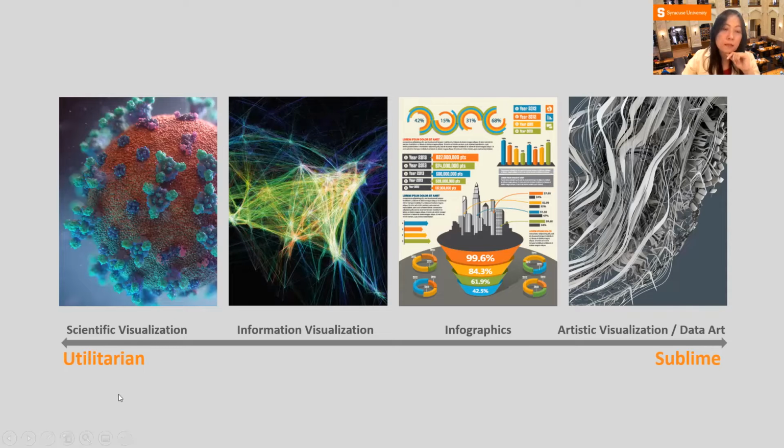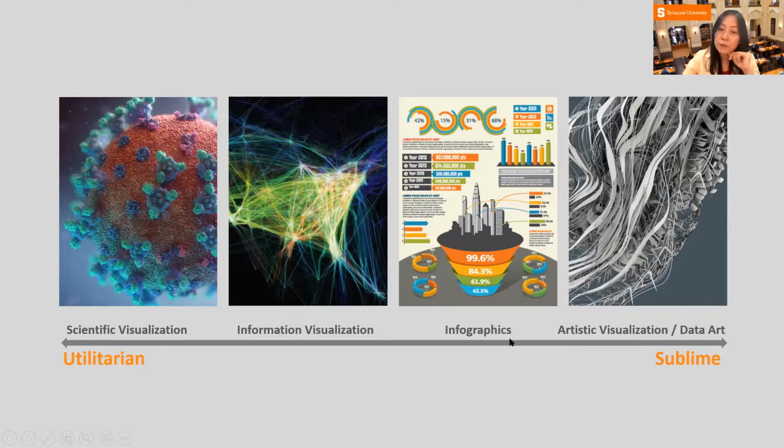And underneath, on the left, we have a utilitarian, and on the right, we have a sublime. So the utilitarian or pragmatic type of visualization is usually readable and recognizable, versus on the other side, data art and artistic visualization, which is sometimes hard to read and hard to recognize. Most of my work would fall pretty much under artistic visualization and data art.